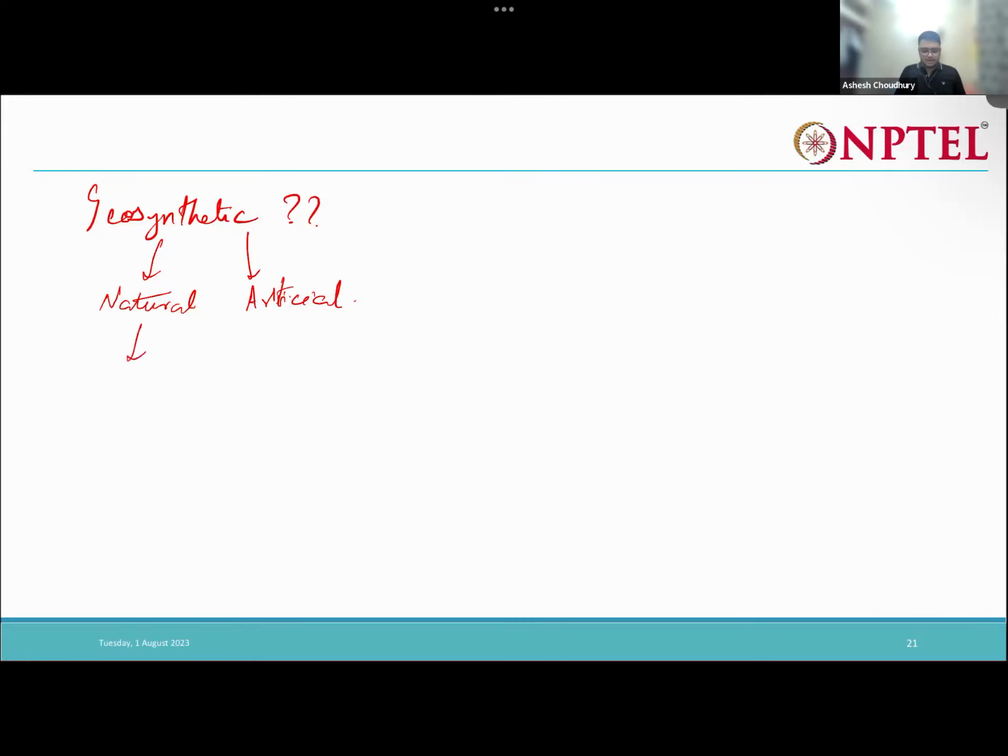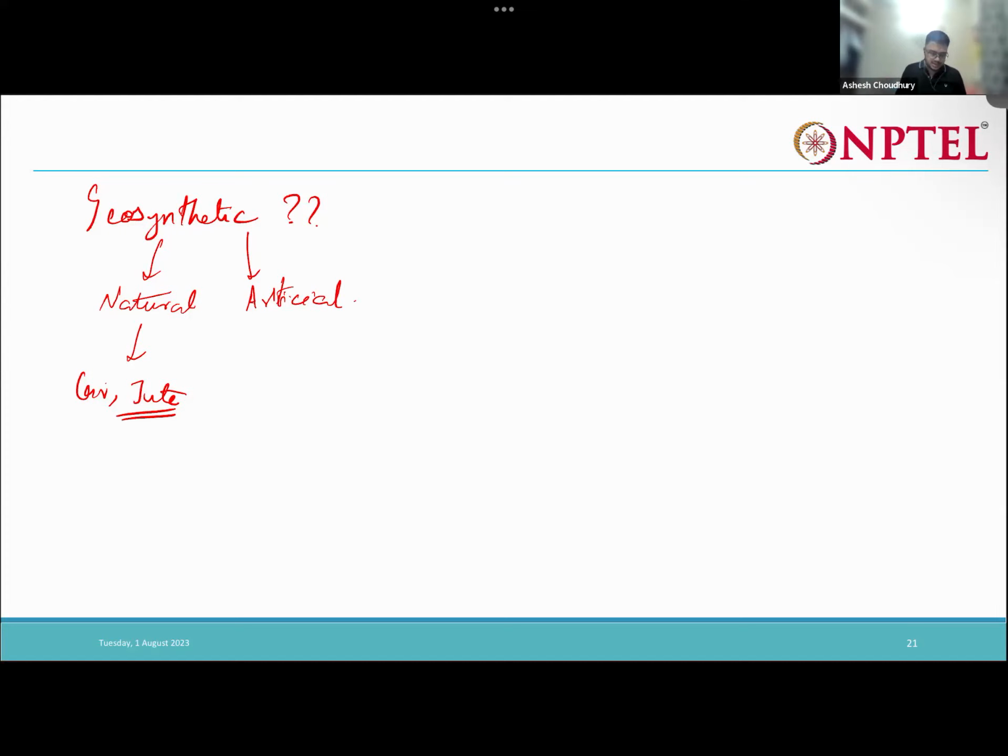Can you give me an example of a natural product which can be used as a geotextile, a geosynthetic? Coir, jute. Jute is very widely used, and there is a Jute Board in India. They are also promoting the use of jute for this geosynthetic material. Jute is regularly used as a reinforcing material. Nowadays geocells are also made with jute.